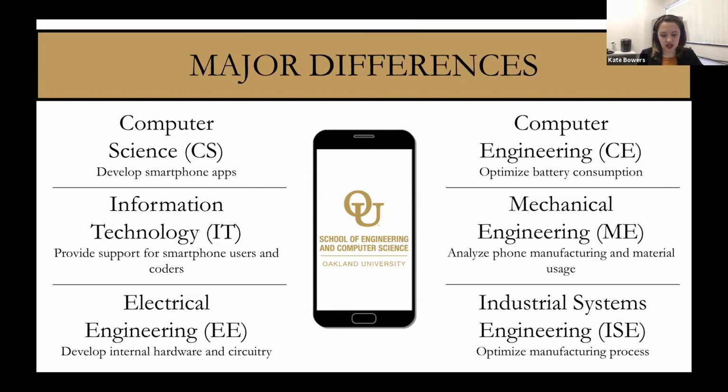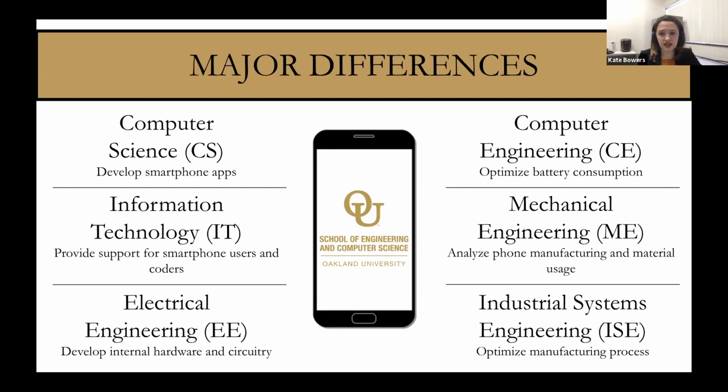And then there's also electrical engineering, where they're more in charge of developing the internal hardware and the circuitry that goes into it. Obviously your phone has a circuit board in it, and that controls what runs everything. And then computer engineering is a halfway point between computer science and electrical engineering. So computer engineering might be optimizing battery consumption, where it requires knowledge of how the smartphone apps run and how they use the battery, but it also requires knowledge about the hardware, like how the battery is connected, and the power drain and the physics behind that.